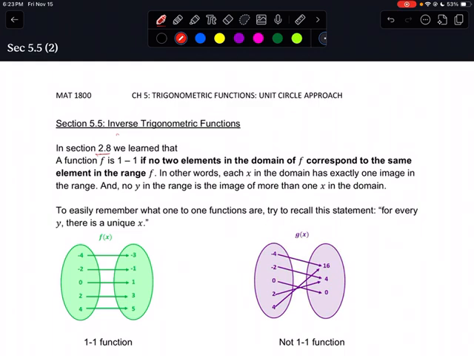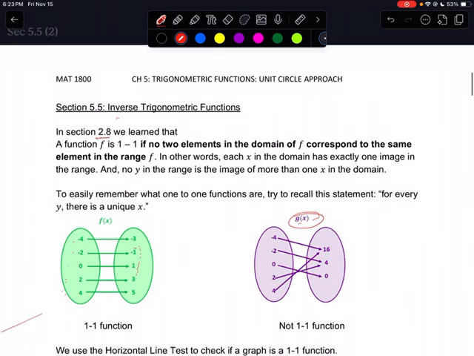So basically, if we have this situation where each element in the domain is being mapped to exactly one element in the range, the second set, then that is a one-to-one function. In the second picture here, with this function g of x, we notice that two elements of the domain are being mapped to one element of the range. Okay? So this is not one-to-one.